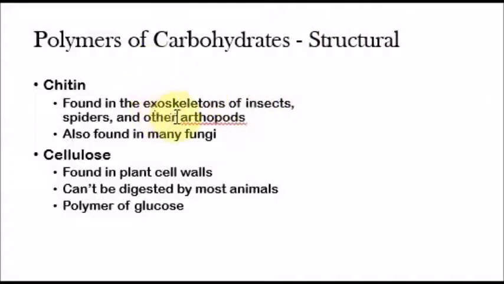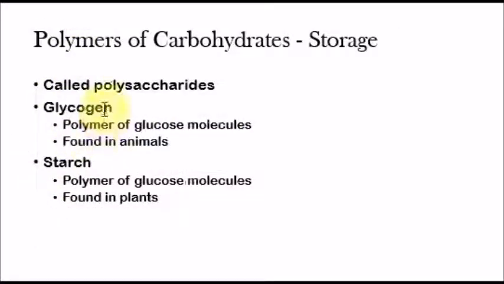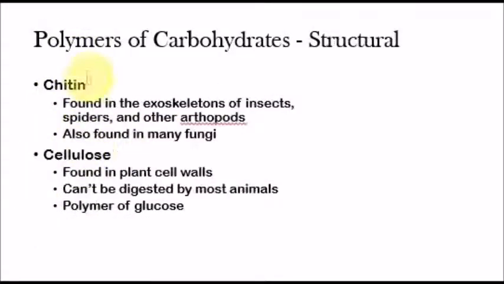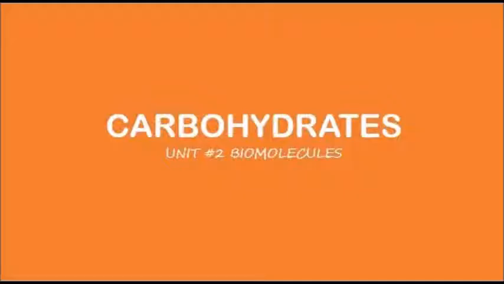If you look at an ant, let's not say an ant, let's say a cockroach. If you ever stepped on a cockroach, you've heard that crunch sound. That crunch sound comes from the exoskeleton of cockroaches. And the polymer that makes up that exoskeleton is chitin. Okay, so these are four you need to know: glycogen, starch, chitin, and cellulose. But that's all you have to know about carbohydrates, and carbohydrates are as simple as that.